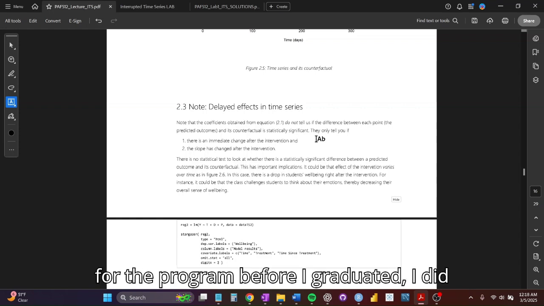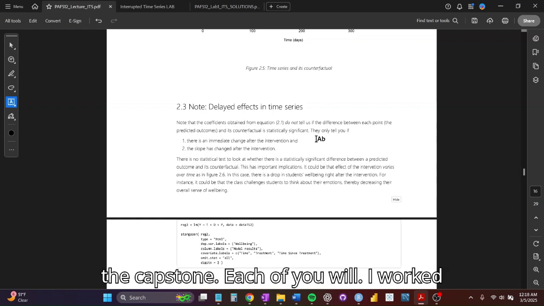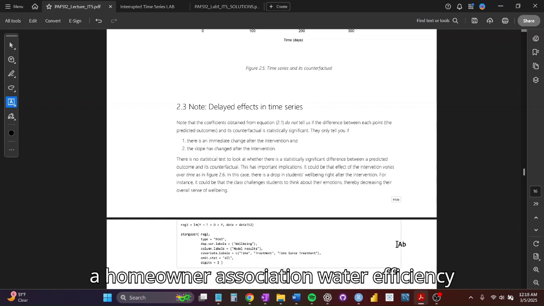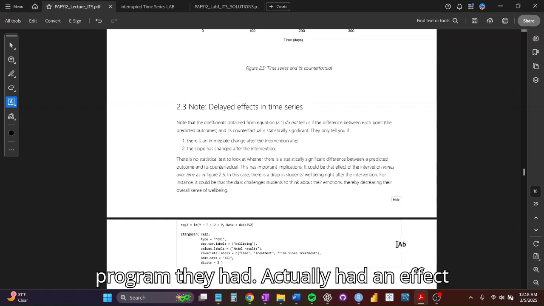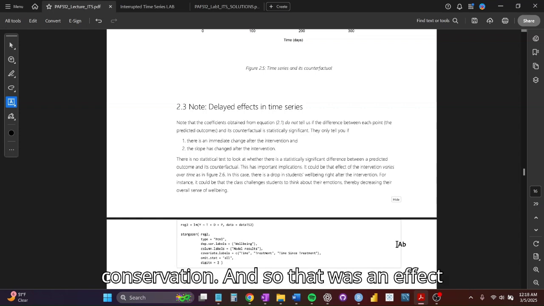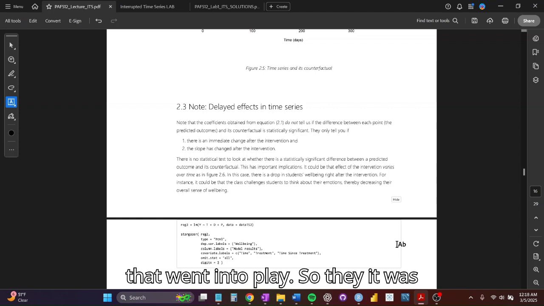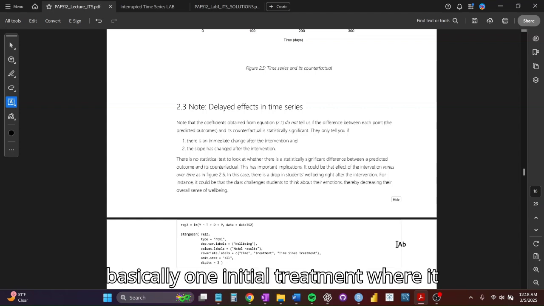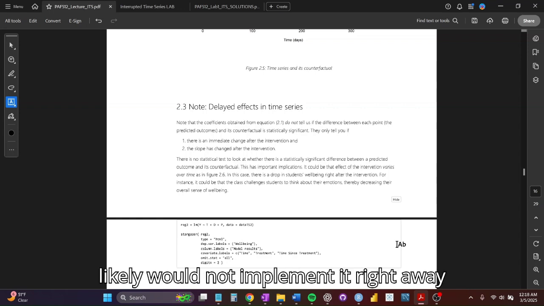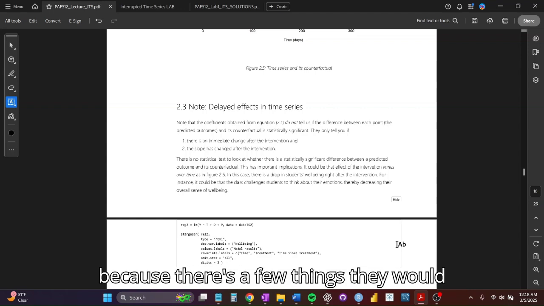Part of my capstone for the program before I graduated, I worked with the city of Phoenix to determine if a homeowner association water efficiency program had actually had an effect on reducing water use or improving conservation. So it was basically one initial treatment where it started, and then the HOA most likely would not implement it right away because there are a few things they would have to do first.